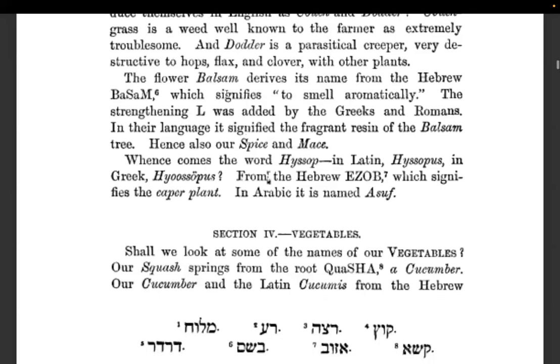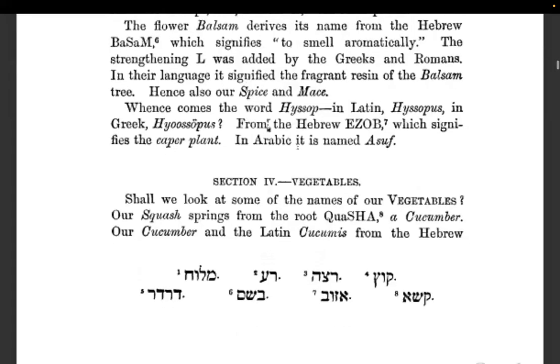The flower balsam derives its name from the Hebrew basam, which signifies to smell aromatically. The strengthening L was added by the Greeks and Romans. In their language, it signified the fragrant resin of the balsam tree, hence also our spice and mace.